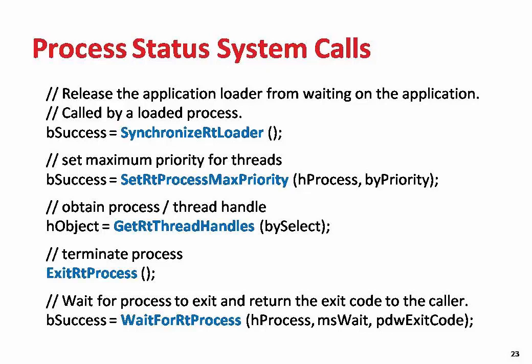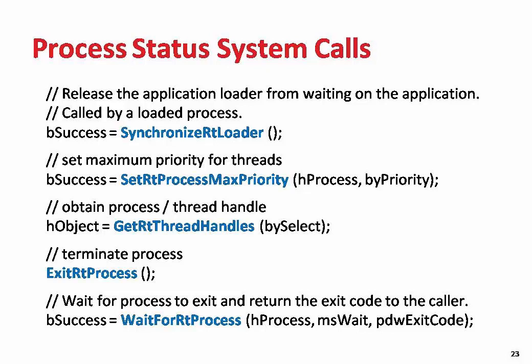Synchronize RT loader notifies the loading thread that initialization has finished. Set RT process max priority. This call adjusts the maximum, numerically lowest, priority of the containing process. It does not affect the actual priority of the calling thread or any other thread in the process.